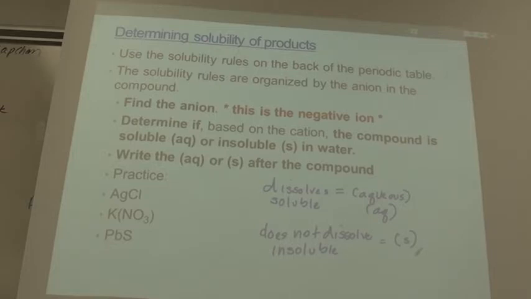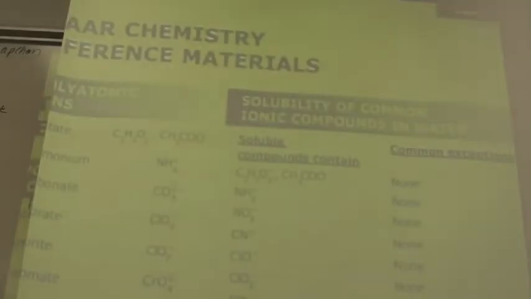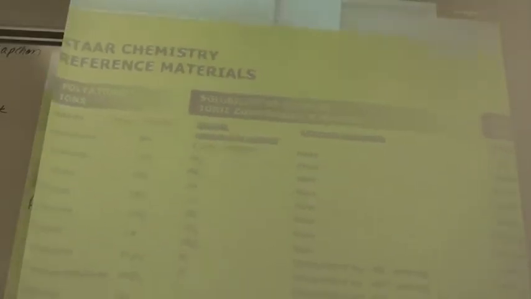Okay, so we're going to do a couple of practice compounds here, and we're going to determine whether they dissolve or they do not dissolve. And we do this by looking at our solubility chart on our green sheet of happiness. Ready? Okay, find your solubility chart on your green sheet of happiness. I found mine. Right here.